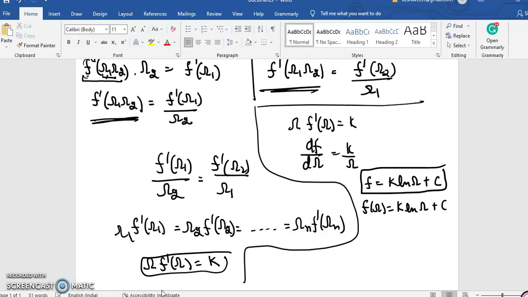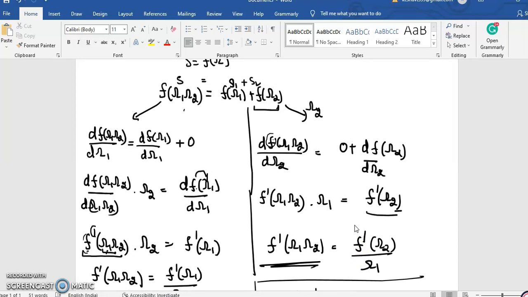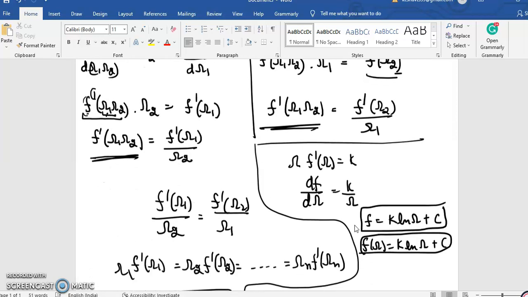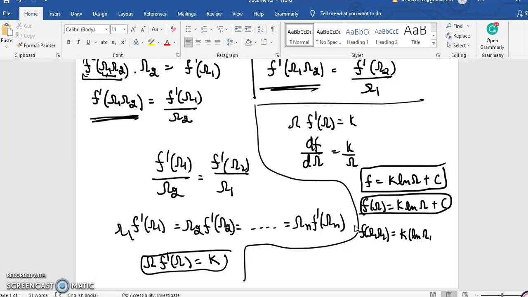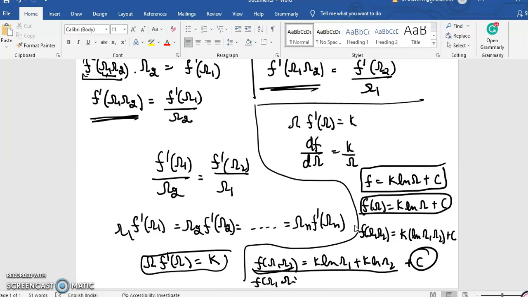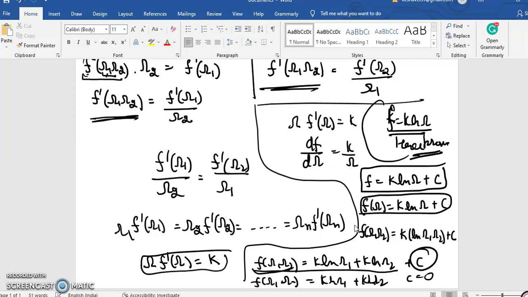Now I can find the value of c. Suppose I find f of omega 1 omega 2. This will be k ln omega 1 omega 2 plus c, which is k ln omega 1 plus k ln omega 2 plus c. But f of omega 1 omega 2 must equal k ln omega 1 plus k ln omega 2. There is no c, so c must be 0. The functional form should be f equals k ln omega. Hence proved. Okay, thank you very much.